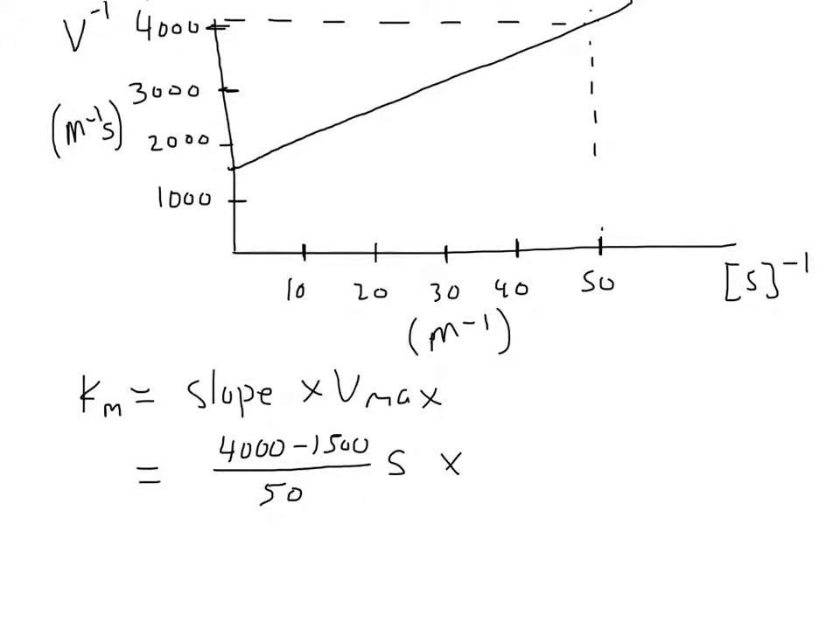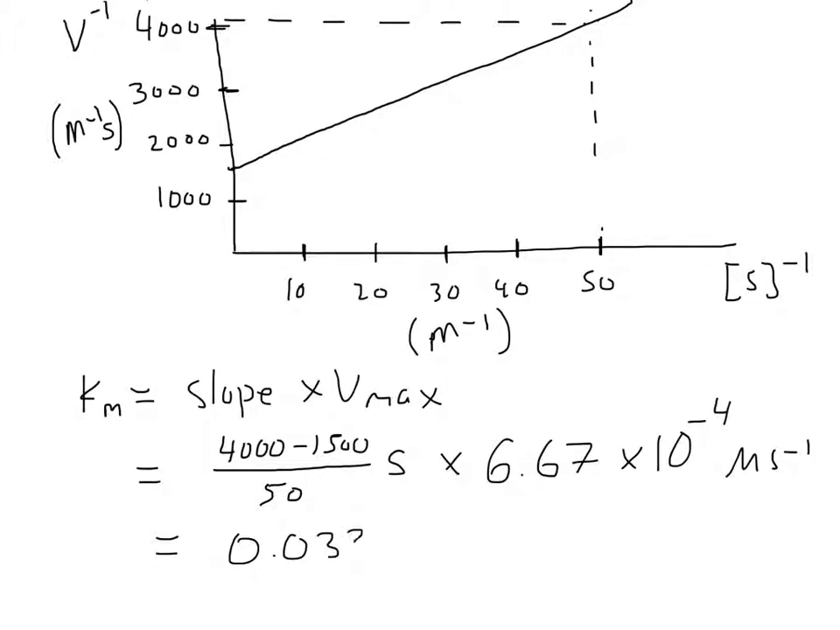And we're going to multiply that by Vmax, which we just figured out is, I'll go up to a couple of three significant figures here, 10 to the minus 4 molar per second, which equals 0.033 molar, which is 33 millimolar.